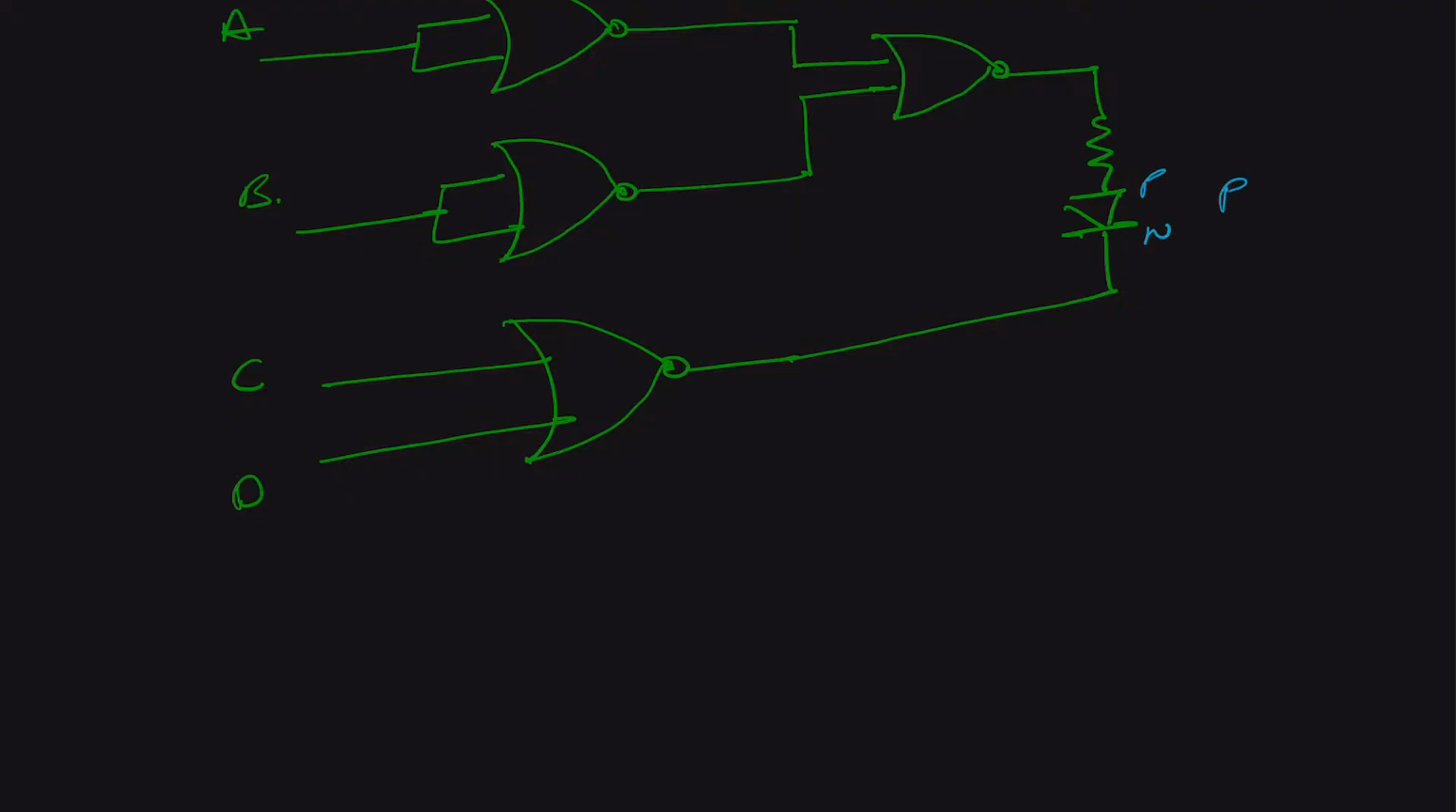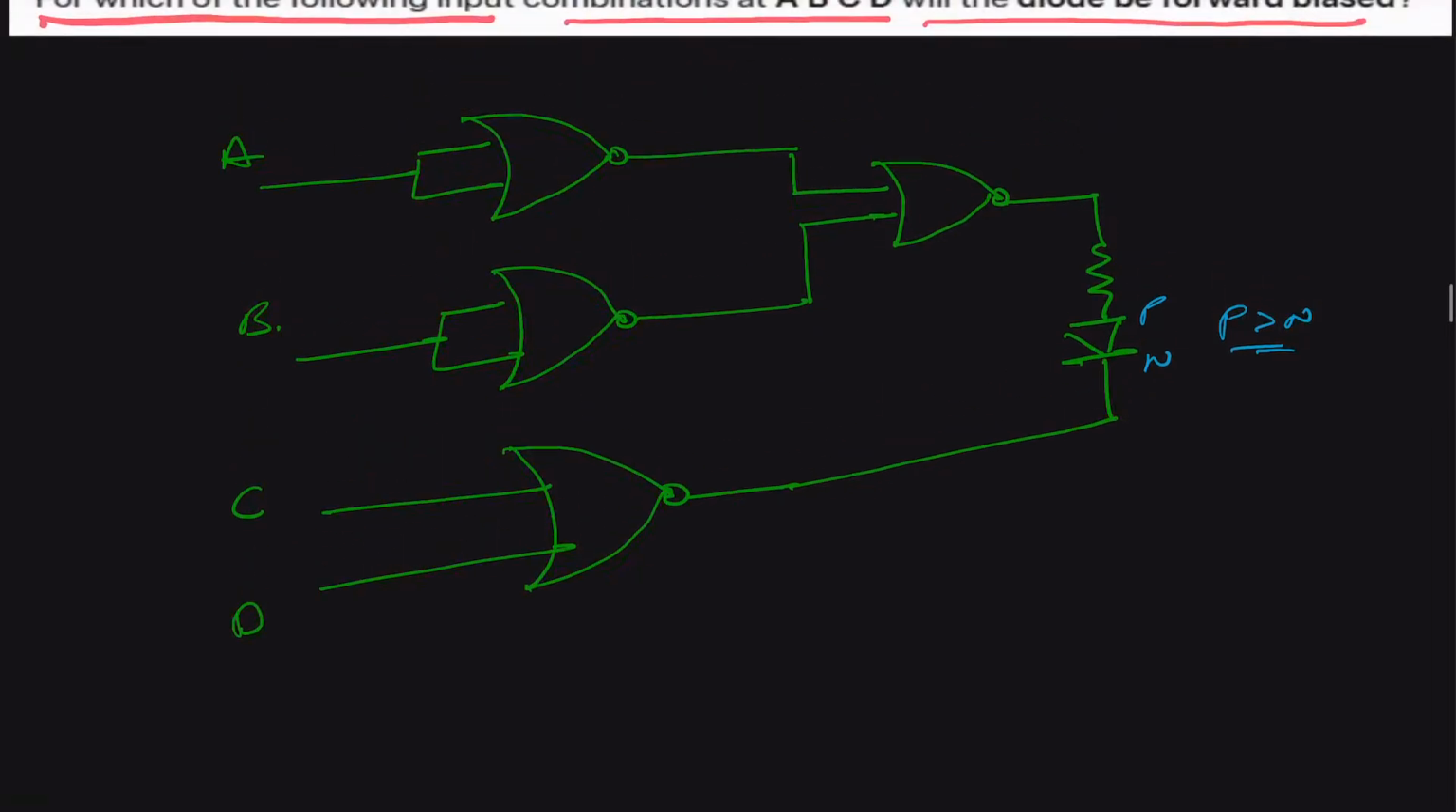So our P should be at a larger potential as compared to N. Okay, that is the condition. So we are having this A and this is a 2 input NOR gate. So this will be giving us our A bar. Similarly, this will be giving us B bar.